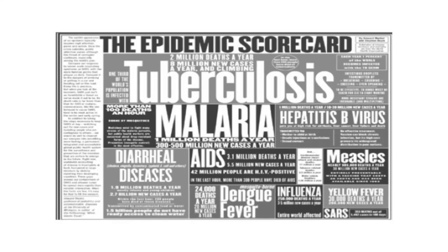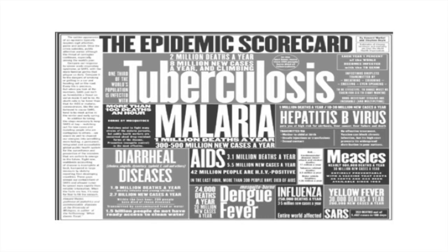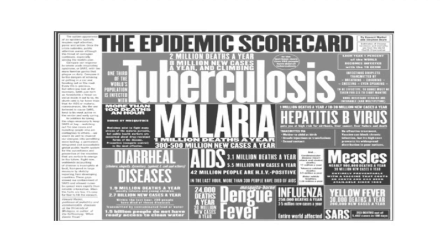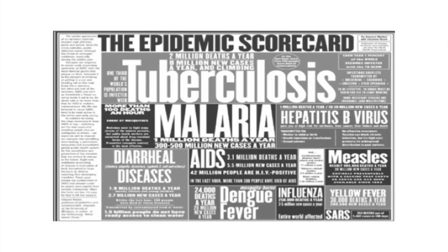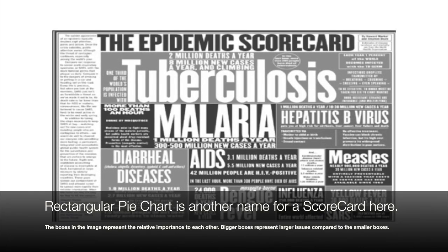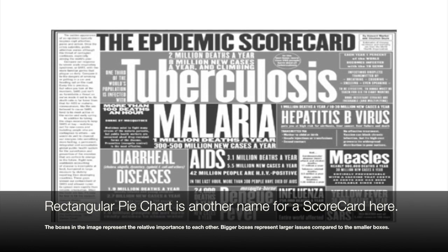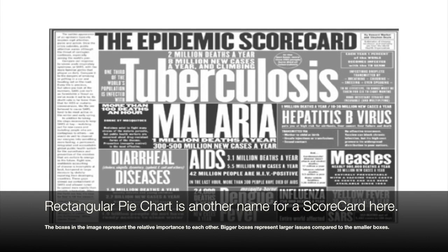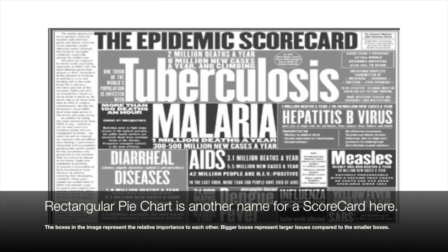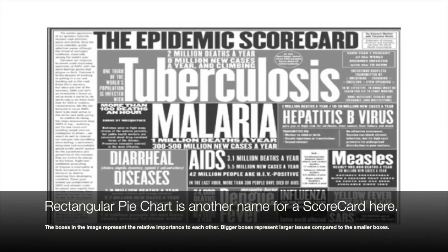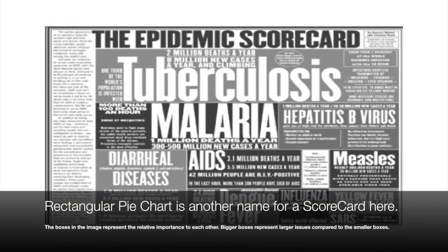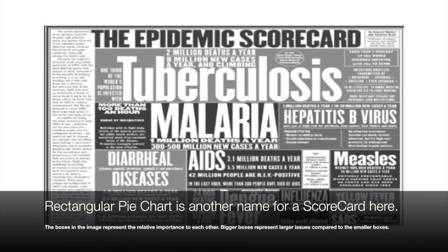So here's an example of a scorecard indicating the epidemic. Here you see in big bold letters is TB. And then you also see malaria. Then you also see HPV. Then you see measles, which is a smaller box. And then the smallest box here, you see SARS, influenza. So by looking at this scorecard, you have an idea of the relative importance of that specific situation. And in here, we're looking at the epidemic.